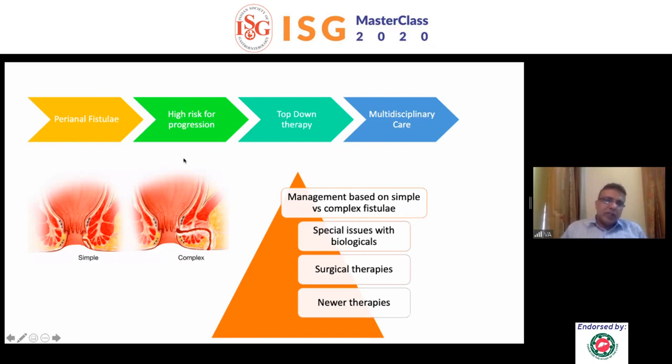Perianal fistula. Coming back to our checklist, applying it to perianal fistula. High risk for progression, yes. We talked about fistulizing disease having high risk for progression. So again, top-down therapy, again, multidisciplinary care. What are the additional issues out here? Here, first of all, divided into simple or complex fistula. There are special issues with biologics out here. Surgical therapies, there are some different surgical therapies and some neotherapies.